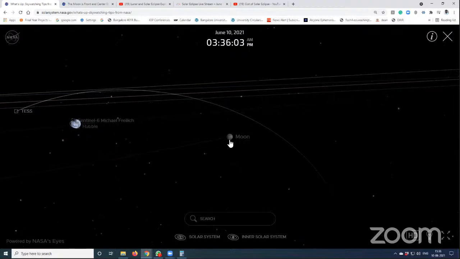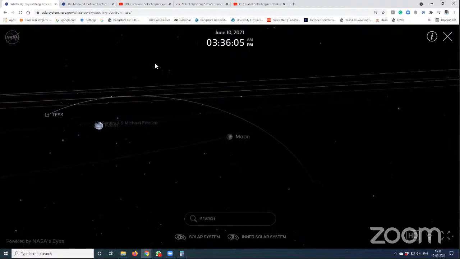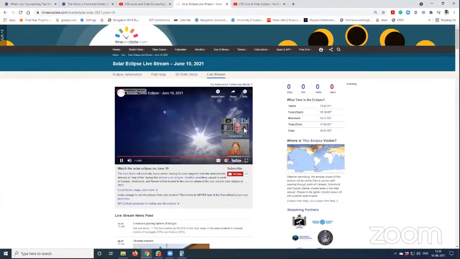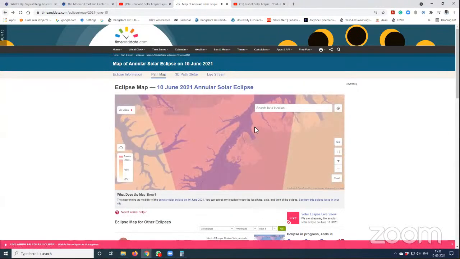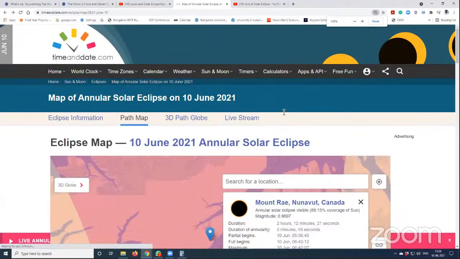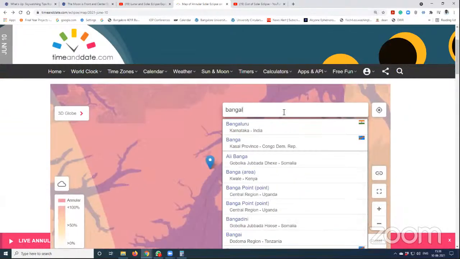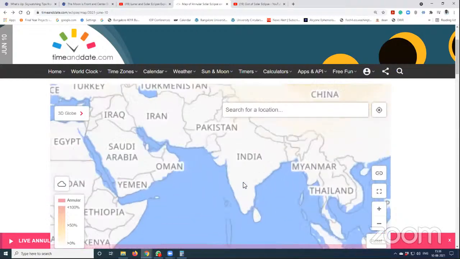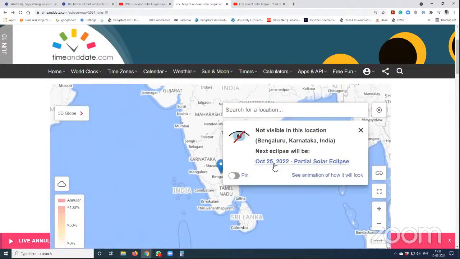Earth, moon. Where is the position of the sun? You have to see that. Here they will go with some live program. See today, if the clouds hold, this I told. Here, this is for Canada. Assume that if I search for Bangalore, it is not visible in this location.